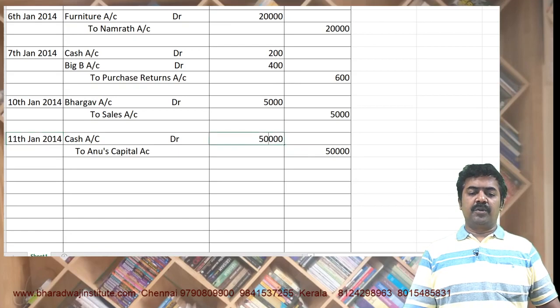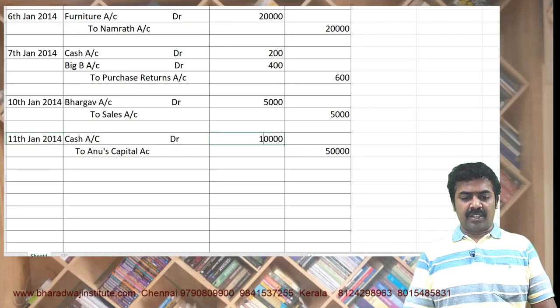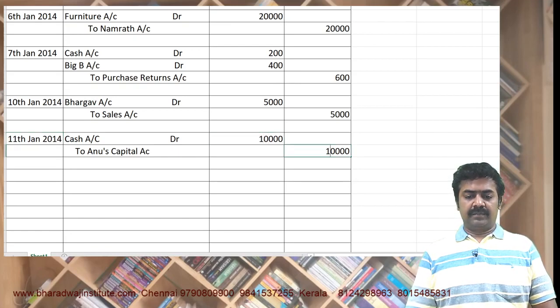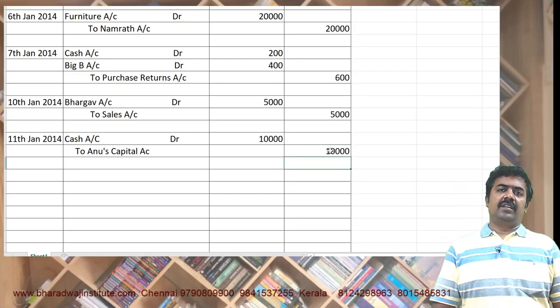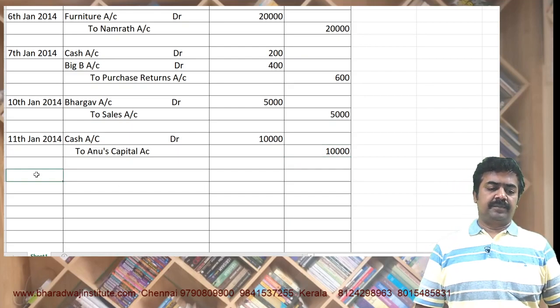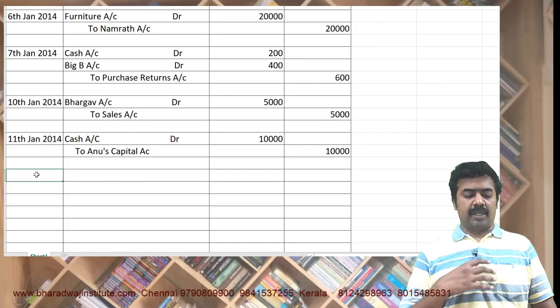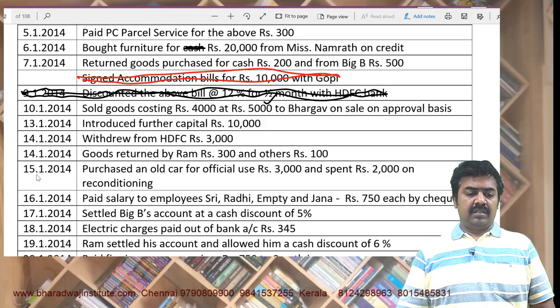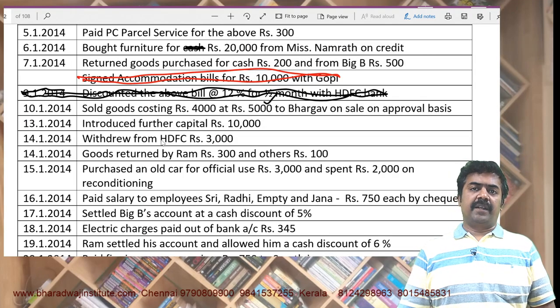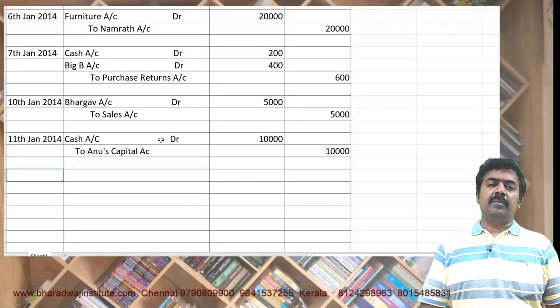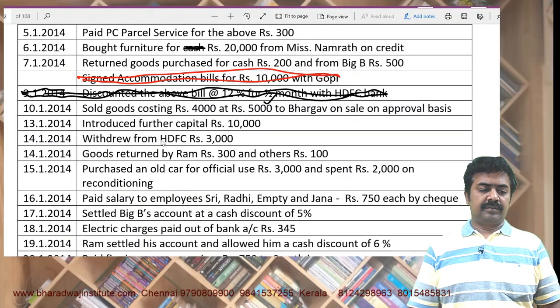Cash account debit, for additional capital. Cash account debit to Anu's capital 10,000. Debit what comes in, credit the giver. Cash account debit to Anu's capital. Withdrew from HDFC bank. We are taking money from the bank.